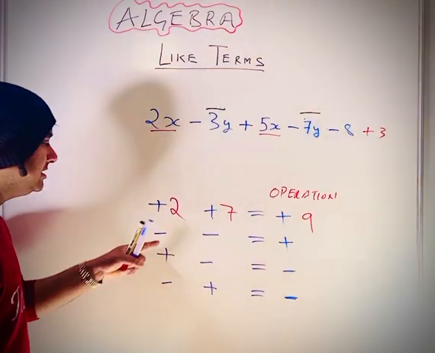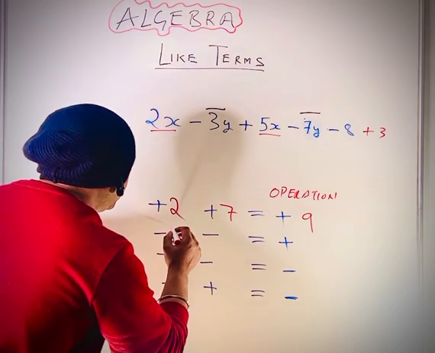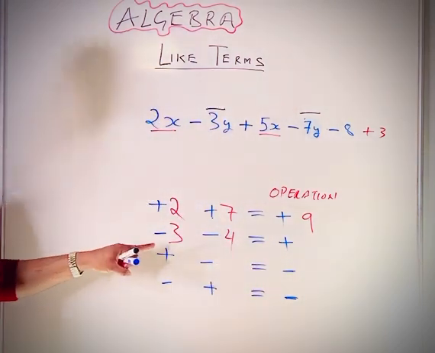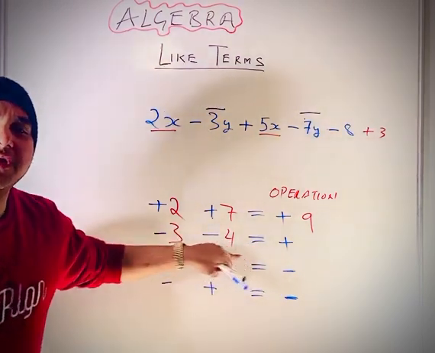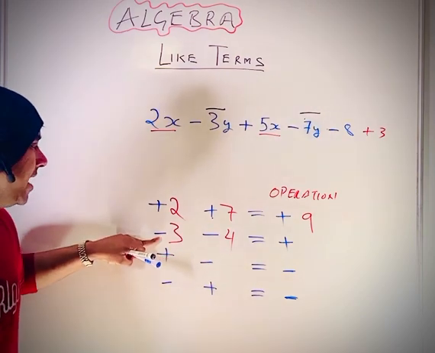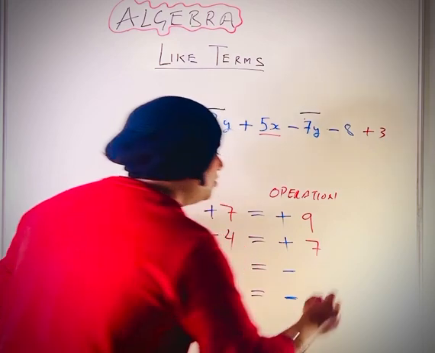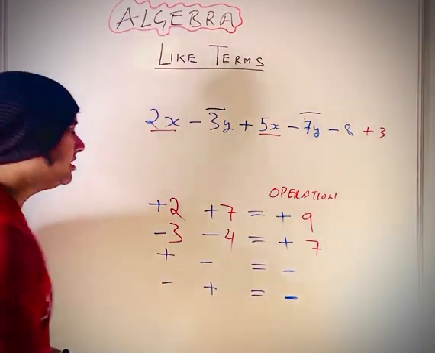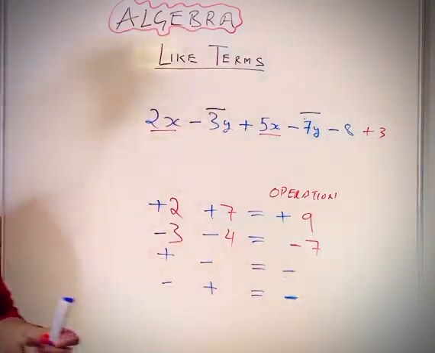Okay, so let's say you have two negative signs, right? The numbers are 3 and 4. So the operation will be plus. You're going to add them together. So -3 -4 will be 7. Now the sign will be that of the bigger number, and the sign will be negative in here, not plus.